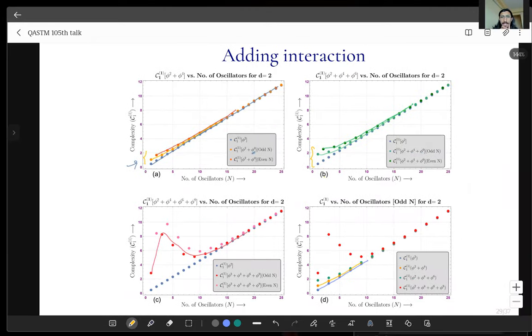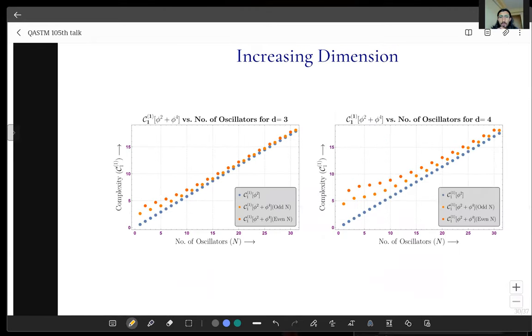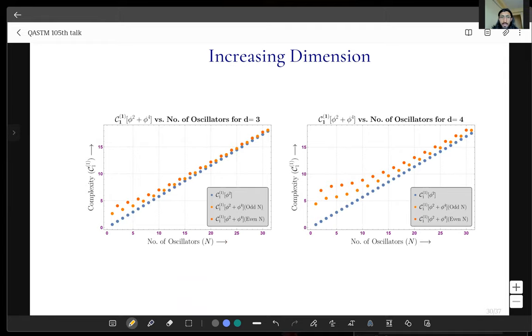So this was when we were adding interactions. Now increasing the dimension, this is for phi 4. We get the same pattern. The previous one was for dimension 2, that is 1 plus 1. This is 2 plus 1. In this case, this is for the odd, and this is for the even.